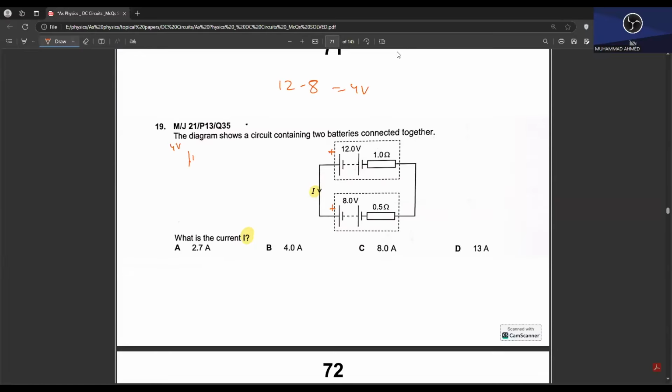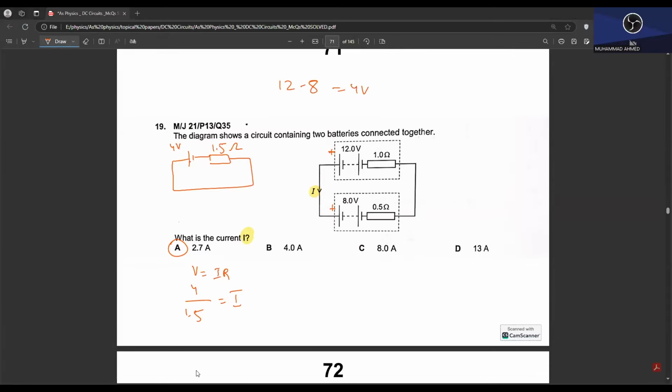What will be the total internal resistance? 1 plus 0.5, that is 1.5 ohm. Yeah, this is your final, simplified circuit. You have to calculate the current. V is equal to IR. Voltage is 4 divided by the resistance, 1.5, which is equal to your current. 4 divided by 1.5, your current comes out to be 2.67. 2.7 is your answer. The answer to 71 is A.